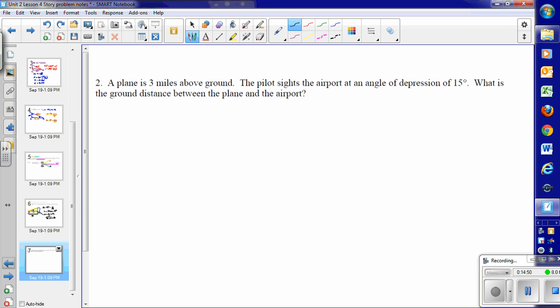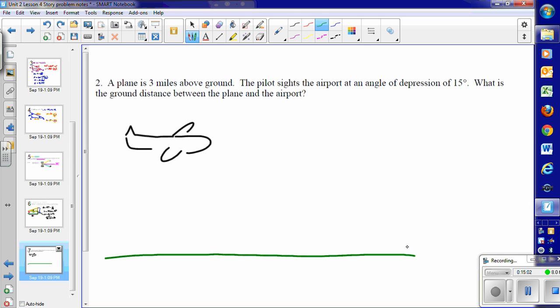Okay, last one. A plane. This plane is going to look amazing. Just kidding. A plane is 3 miles above the ground. So here's the ground. The plane is 3 miles up. So this distance is 3 miles. Okay, the pilot's in the plane, and he or she is going to look down and see an airport. Looking down, there's the airport.